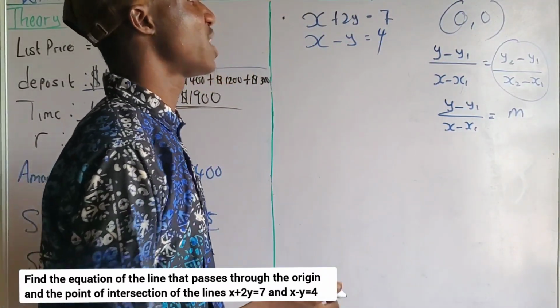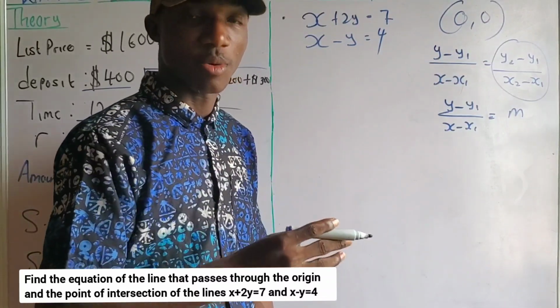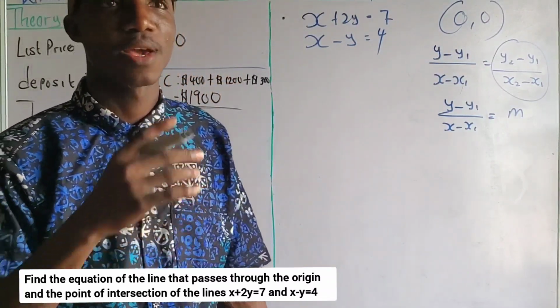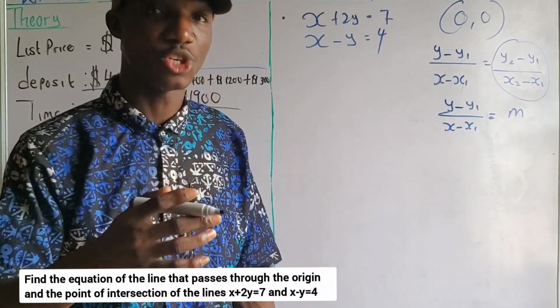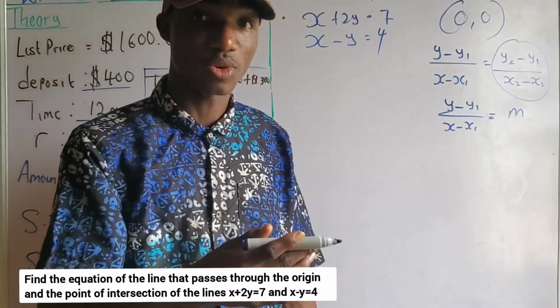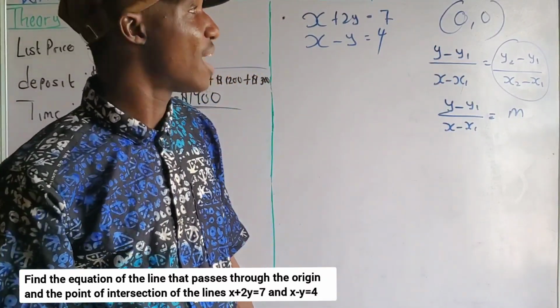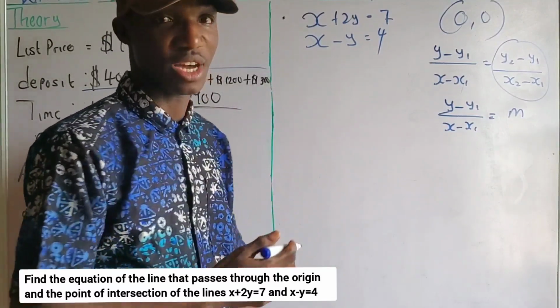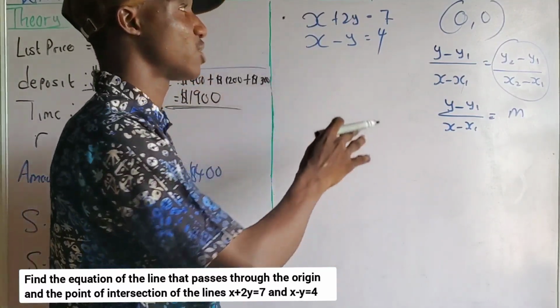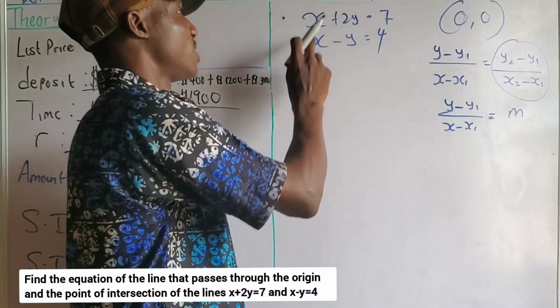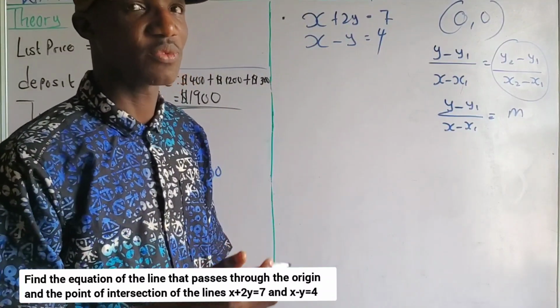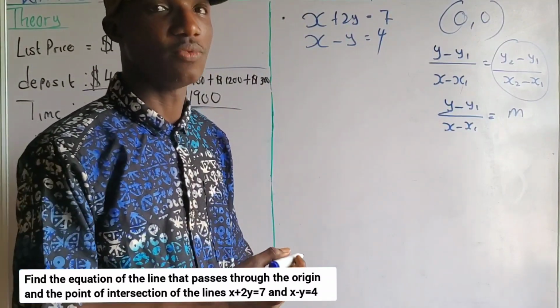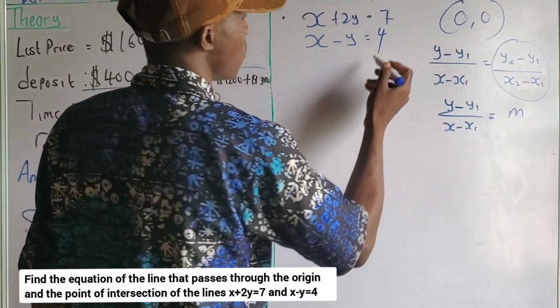But we are only having one point because the line passes through the origin. That is origin 0, 0, for x and y. And the second point will be the solution of this simultaneous equation. So we have to solve this equation simultaneously to get the values of x and y, which will be the coordinates of the second point. So let's go. This is 1.